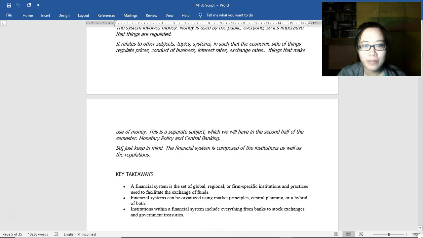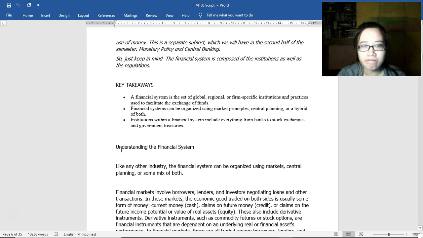Okay, and then this is part of the article still. Key takeaways: a financial system is the set of global, regional, or firm-specific institutions and practices used to facilitate the exchange of funds. We've already told that. Financial systems can be organized using market principles, central planning, or a hybrid of both.